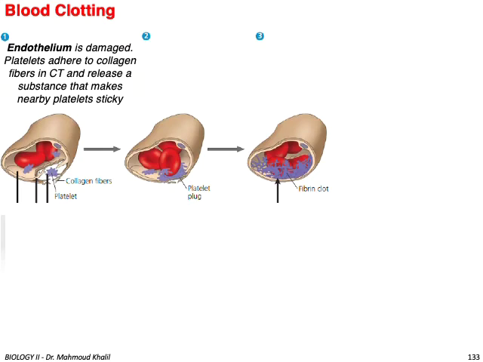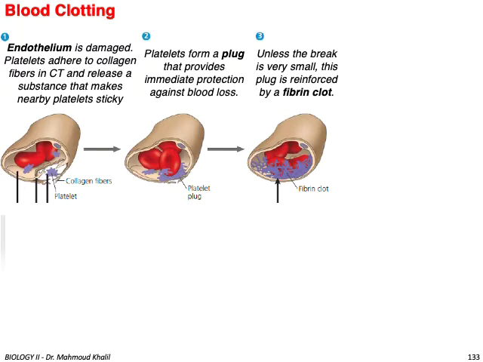We will talk now about a very important process. It's called blood clotting. So once the endothelium gets damaged, the platelets adhere to collagen fibers in connective tissue and release a substance that makes nearby platelets stick. The platelets initially form a plug that provides immediate protection against blood loss, as you can see from the figure. Unless the break is very small, this plug is reinforced by a fibrin clot.